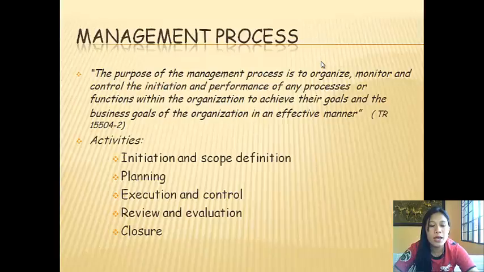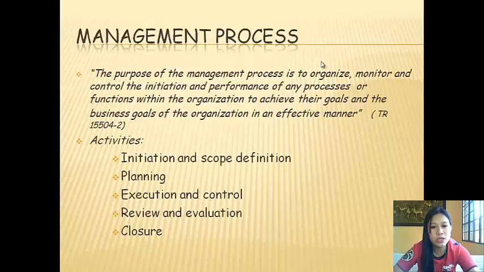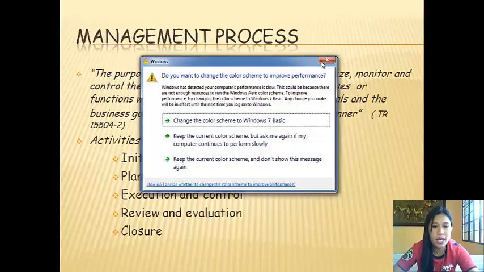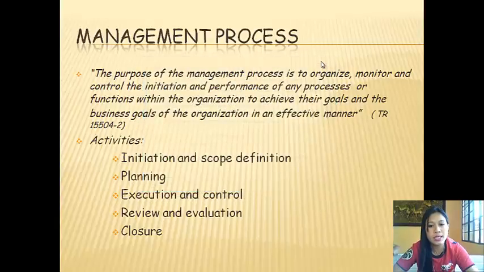The management process. The purpose of the management process is to organize, monitor, and control the initiation and performance of any processes or functions within the organization to achieve their goals and the business goals of the organization in an effective manner. The activities: the first is initiation and scope definition. The second is planning. The third is execution and control. The fourth is review and evaluation. And the fifth is closure.